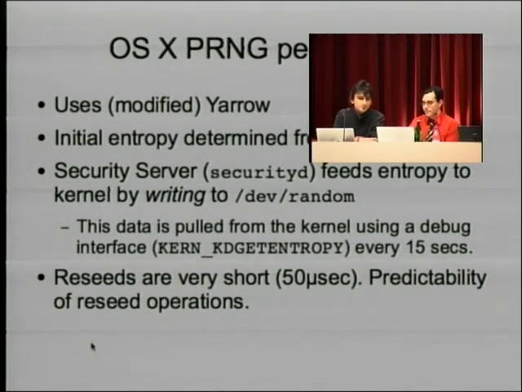And initially, when your system boots up, before it's getting fed entropy from securityd, the initial entropy comes from the system time, and it does just one reseed. So until securityd comes up, your random number generator is not strong. I'll leave it as an exercise to the listener to find things that get executed before securityd comes up and feeds entropy to the kernel.